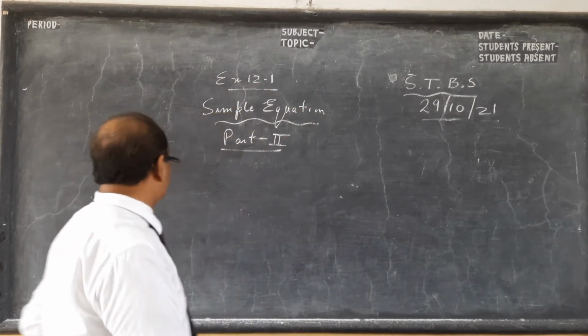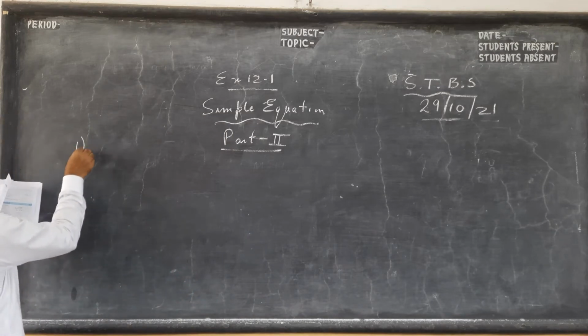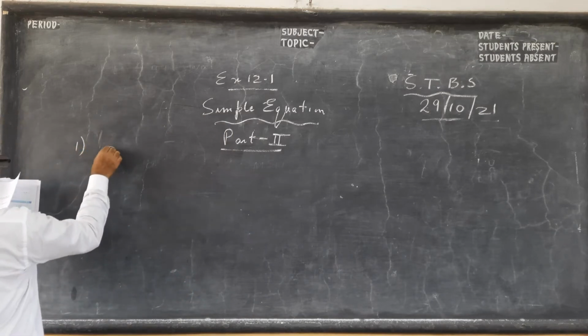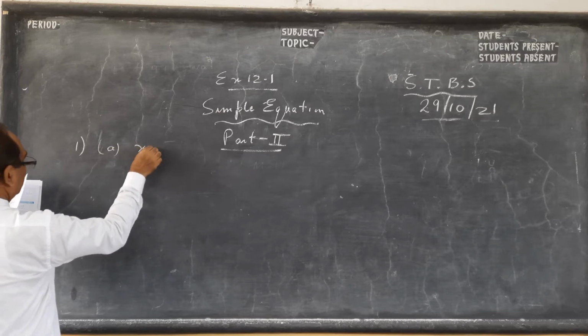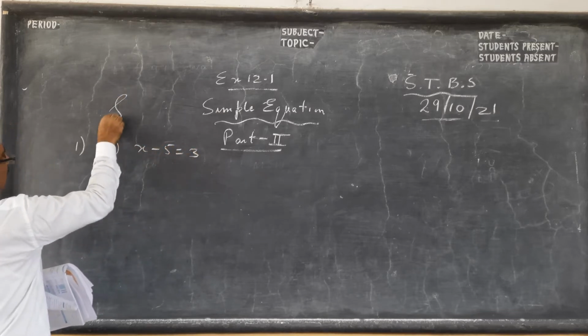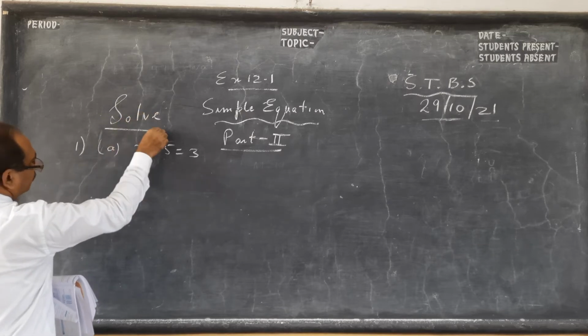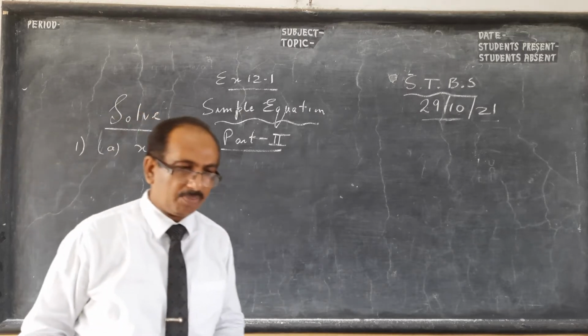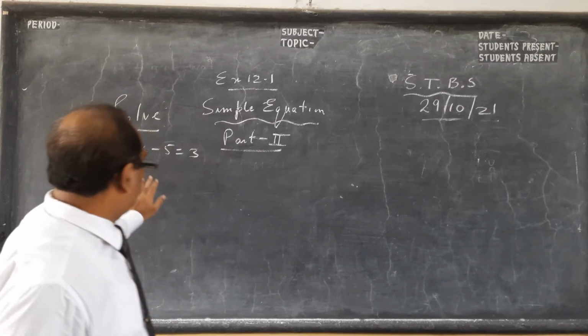So here I go to the very first question of 12.1, question number 1a. I'll show you by two methods. X minus 5 is 3. So this is called solve. All three methods I will try to apply over here. So I'll go a little fast.